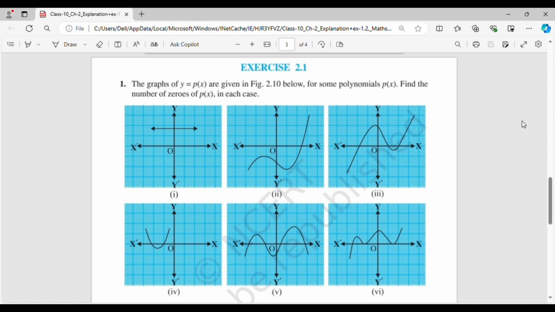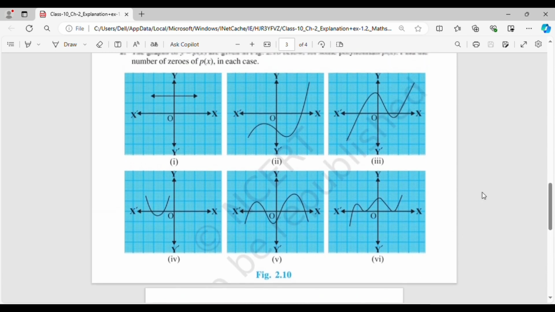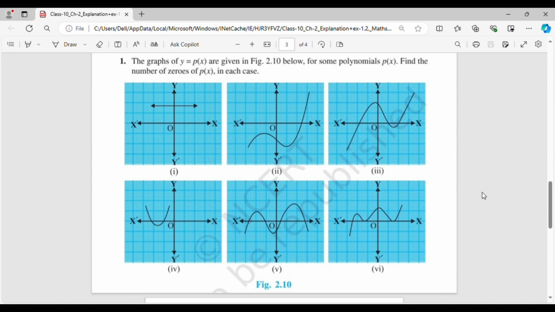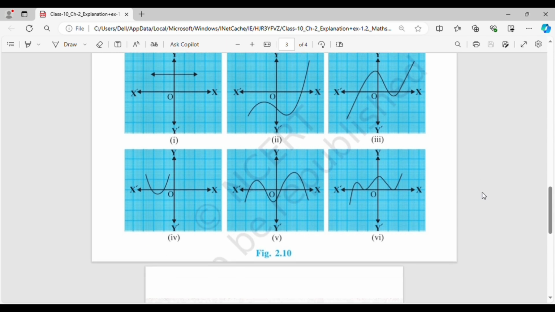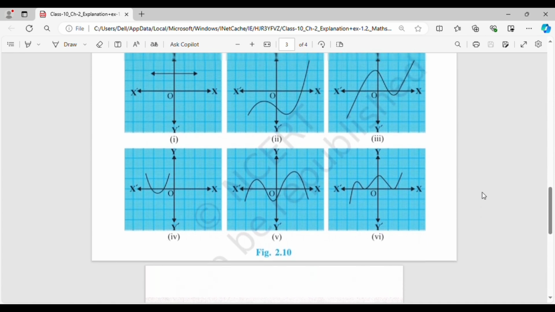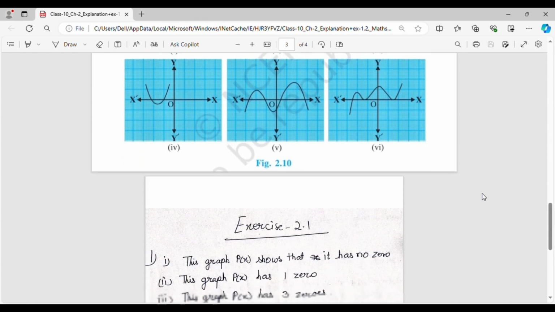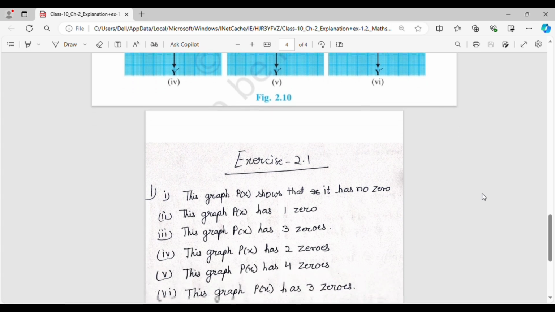So for the first part, we can see that the graph is not intersecting the x-axis at any point. So we can write that this graph p(x) has no zeros. Second part, it is clearly seen that the graph is intersecting the x-axis at only one point. So we can say that this graph p(x) has 1 zero. Third part, here the graph is intersecting the x-axis at three distinct points. So we can say this graph has 3 zeros.